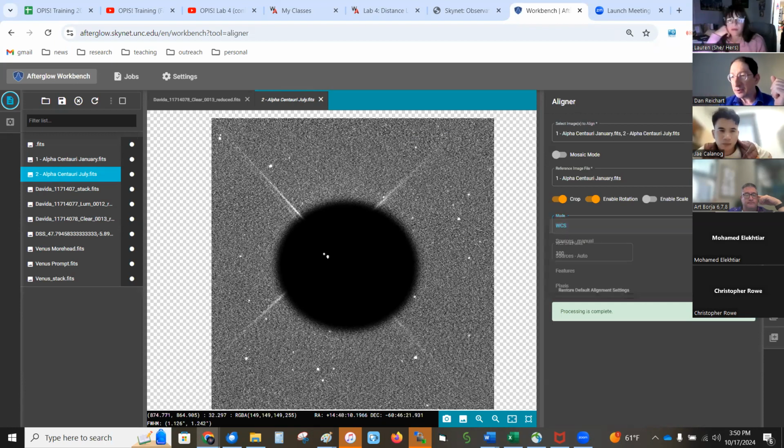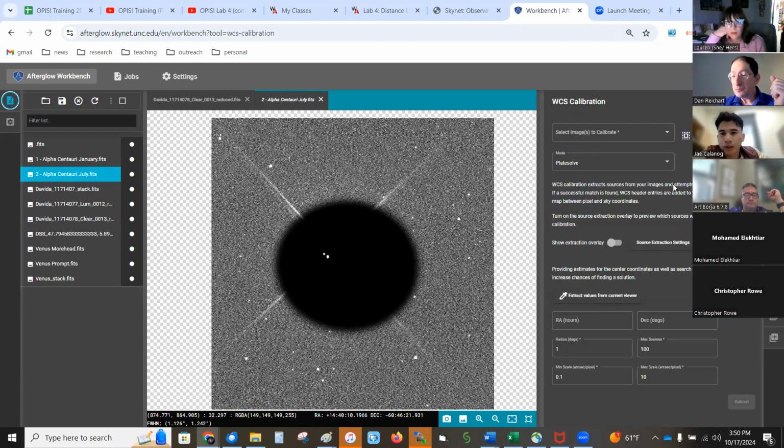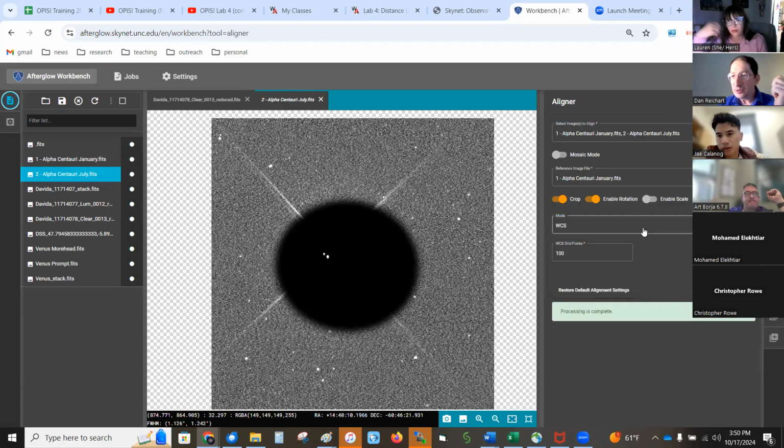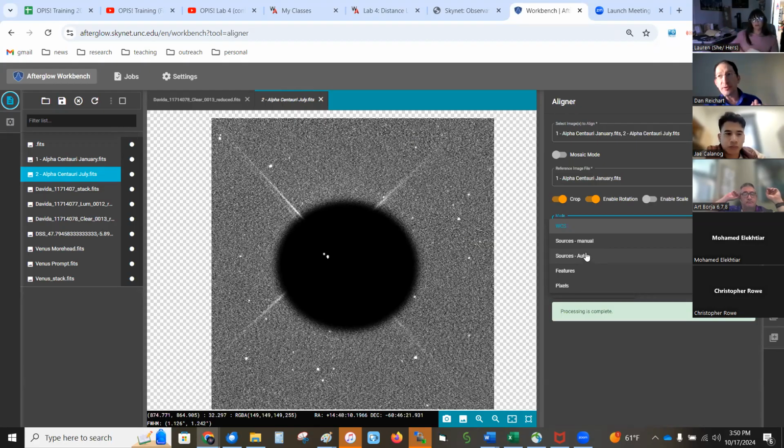And there's even a tab up here, you can improve it. You can do better WCS solutions in Afterglow. But we do have a variety of alignment options. You can select sources manually and align to them. You can select sources automatically. And what's nice about those, so this is more for the astrophotography course.